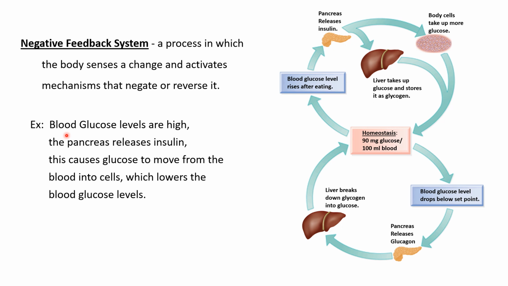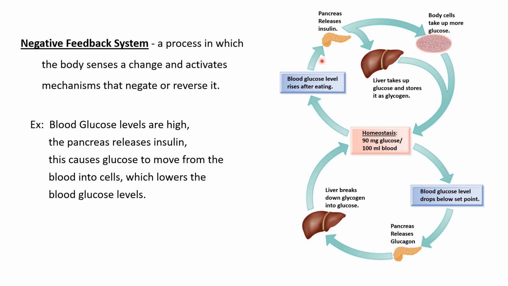So here's a good example. So here's your blood glucose level. They should stay around 90 milligrams of glucose per 100 milliliters of blood. And after you eat, depending on what you eat too, your blood glucose level will rise. The pancreas will release insulin. And then what the insulin does is it causes the liver and body cells to take up some of the glucose that's in the blood and make it into glycogen and store it for later. So then your blood glucose level goes back to where it's supposed to be.